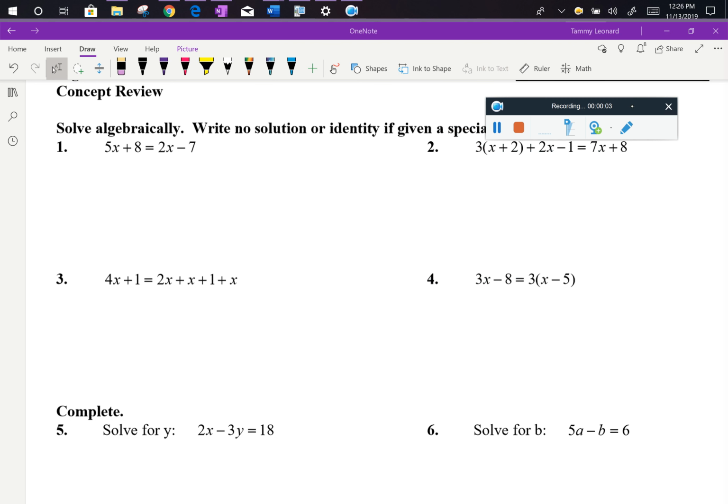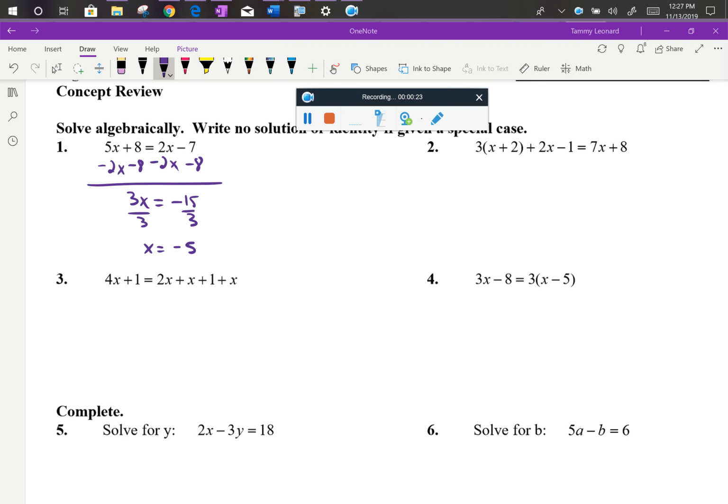To begin, subtract 2x from each side. And if you would like, at the same time, you can subtract 8. Otherwise, that can be done as a separate step. That leaves 3x equals negative 15. And if we divide both sides by 3, x is equal to negative 5.